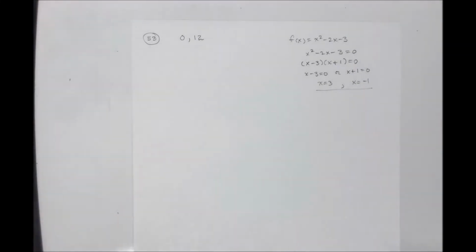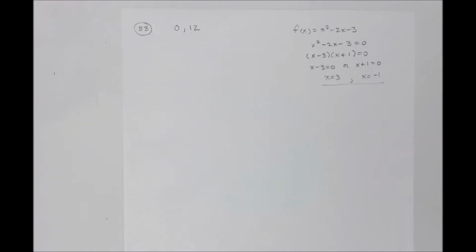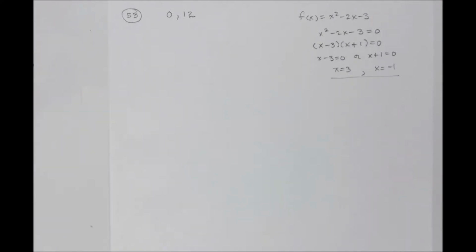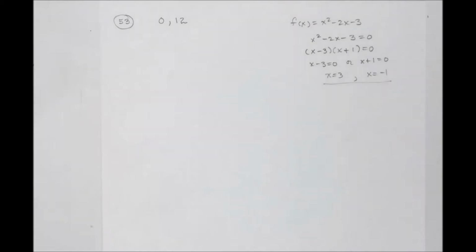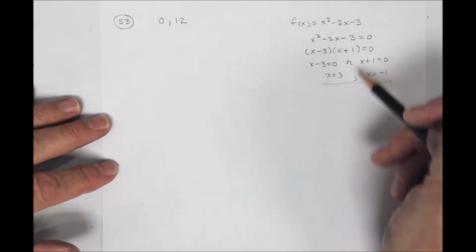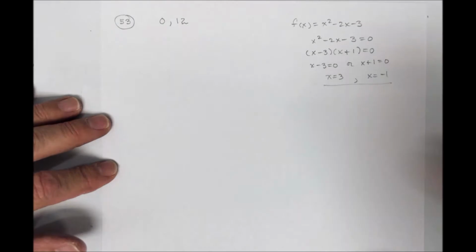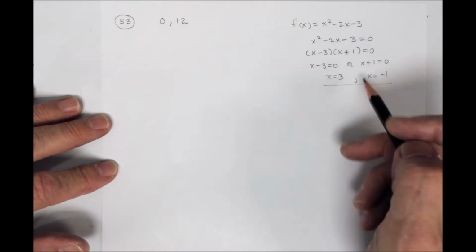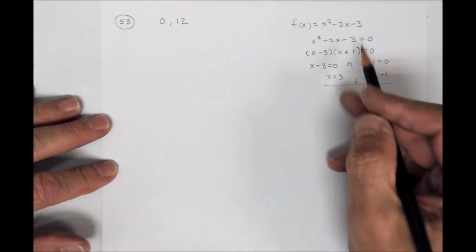Here, let me make this a little bit bigger. That doesn't look very big right now. Let me blow this up a little bit. There you go. That's a little bit better. Okay. So instead of starting with the equation and finding the zeros, we're going to reverse it. We're going to start with the zeros and find the equation.